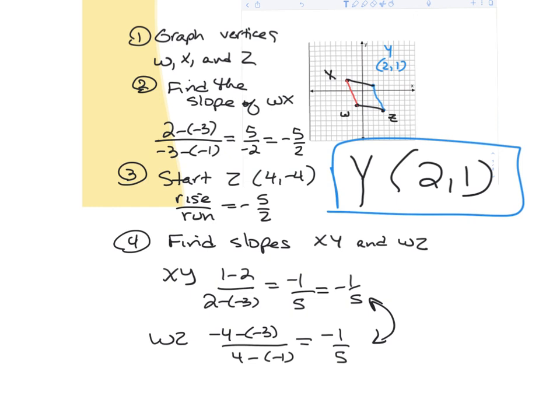You could probably try to guess where it is and then just confirm that the slopes are the same for all the sides. But this is the official algebraic way to find the missing coordinate.